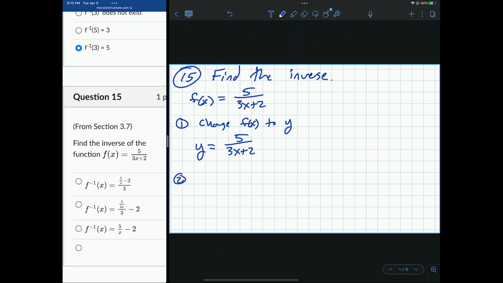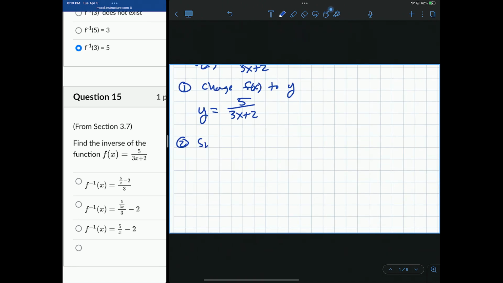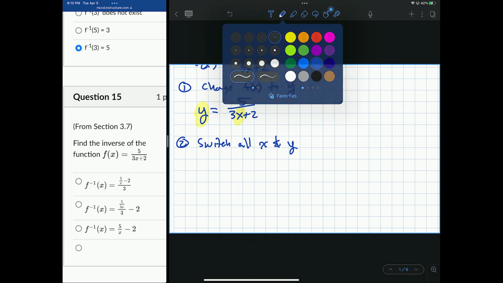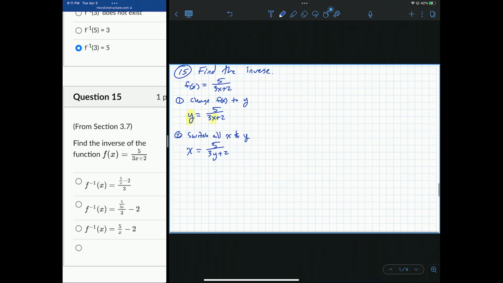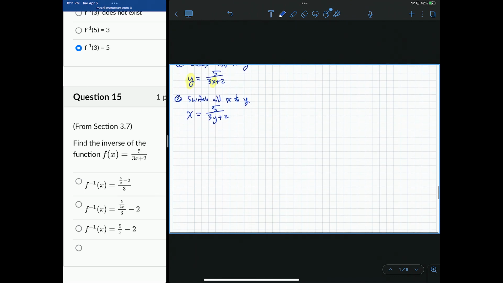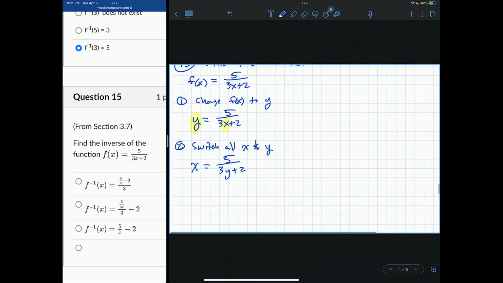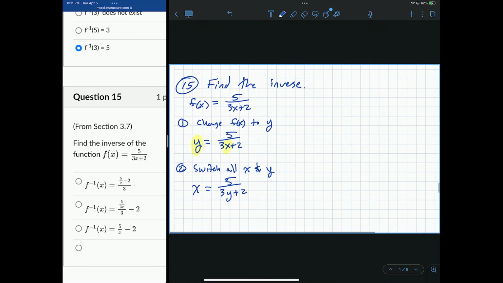All right. The next thing is we switch all the x's and y's. So this and this need to be changed. So we get x instead of y equals 5 over 3y plus 2. So we switched all the x's and all the y's. Trying to decide whether to move over to the right here. I think I will.